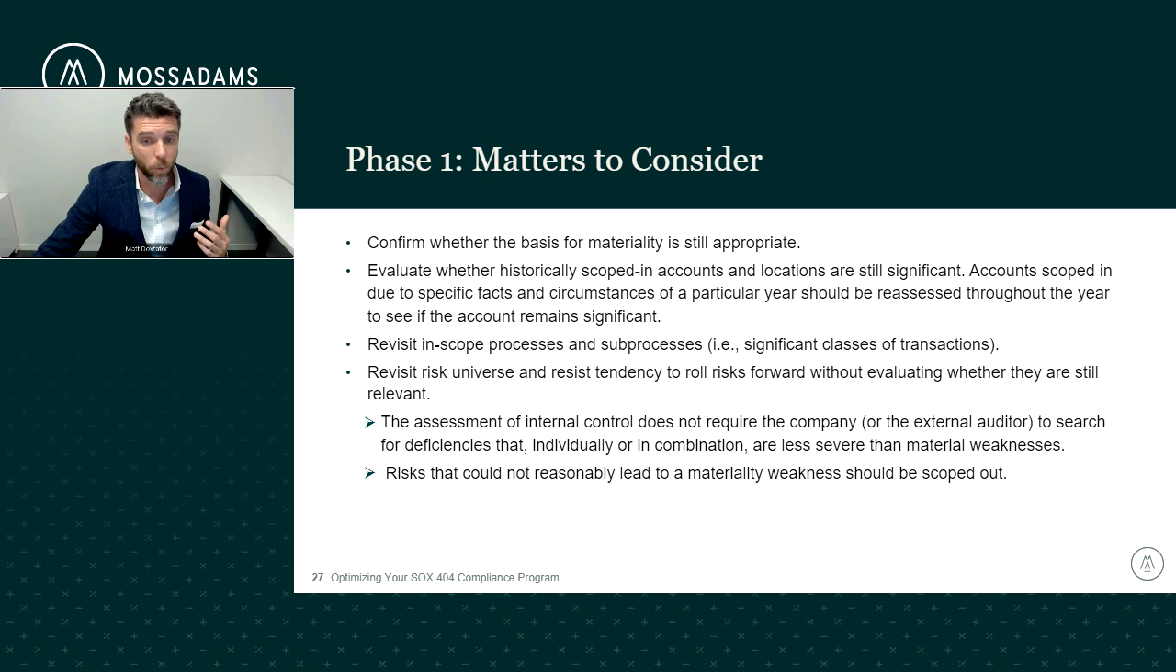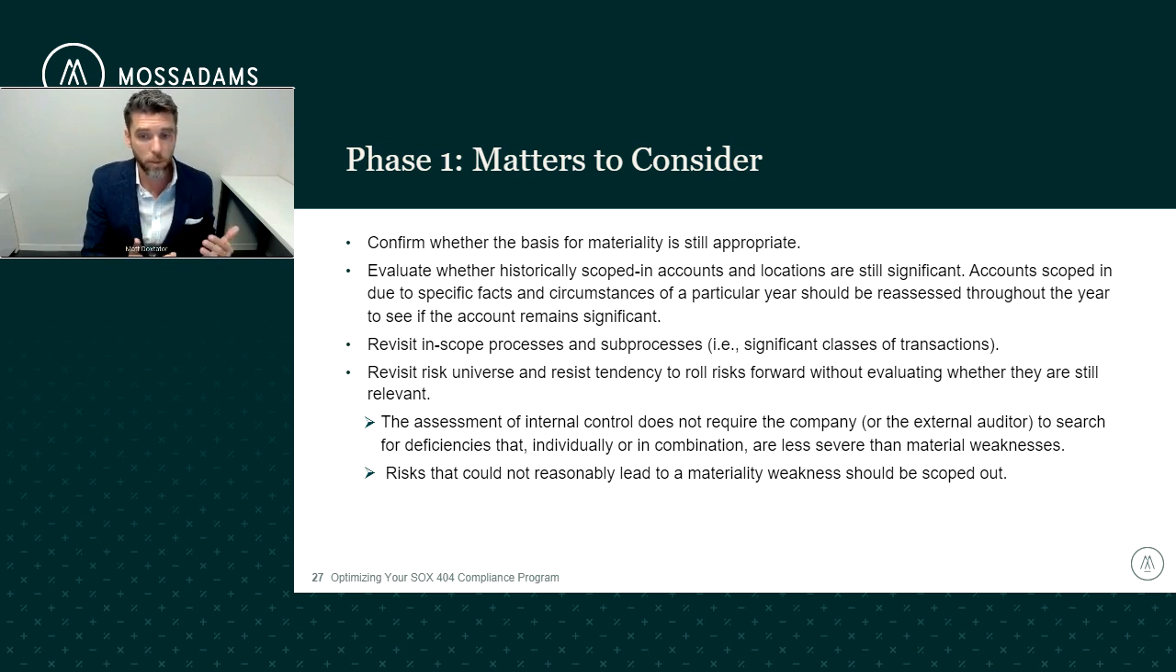You should also consider whether certain previously scoped in accounts are still significant. Has something changed in the business that would preclude an account from being significant? Maybe the company had risks in prior years related to contingent consideration payable, like from an acquisition. But if there are no current arrangements and no planned acquisitions, the account and the related risks are no longer relevant. Along the same lines, you should revisit whether the related business processes and sub-processes are still relevant.